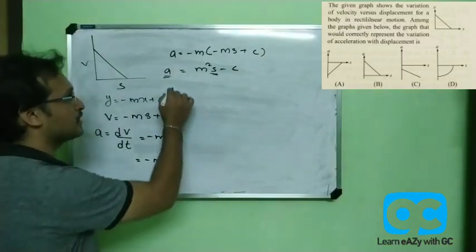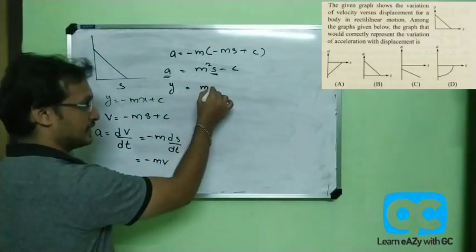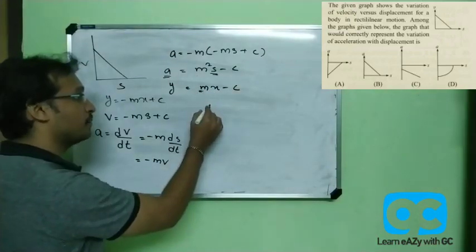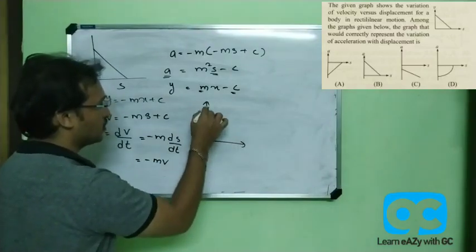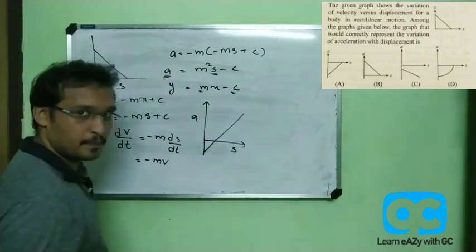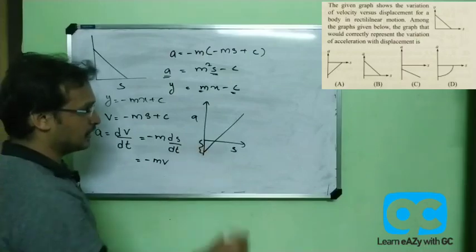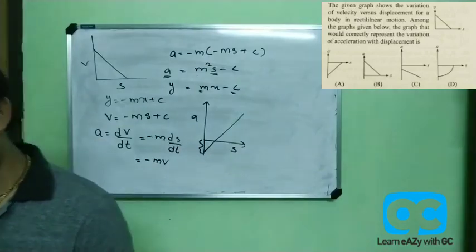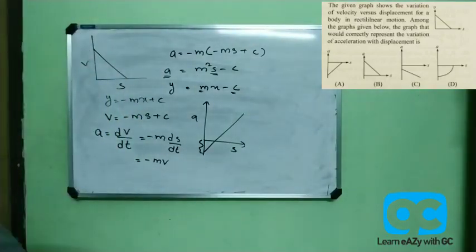Now this is of the form, if A is the y-axis and s is the x-axis, minus c. So this is also a straight line, but in this case the slope is positive with the intercept negative. So how will the graph be? Positive slope with negative intercept, so the graph will be like this. Straight line with positive slope, intercept negative. Understood? Nice question, right? So option A is the correct answer. So we are going to do the next question.